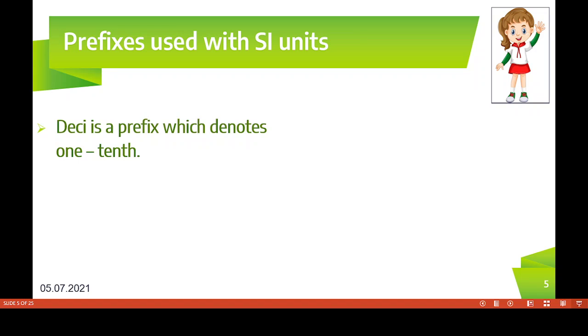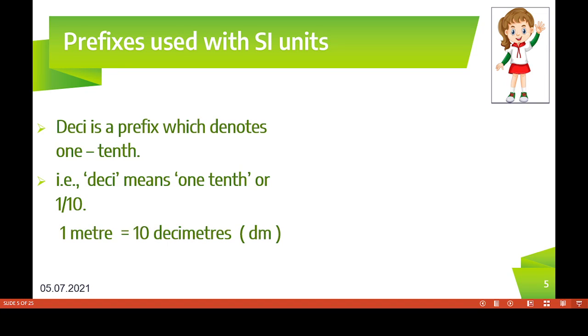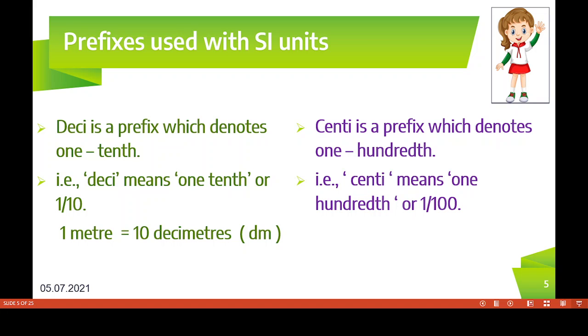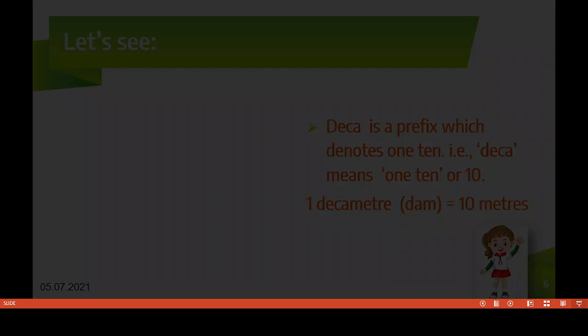Yes, now we have to see about decimeter. Deci is a prefix which denotes 1/10. Deci means 1/10 or 1 by 10. 1 meter is equal to 10 decimeters. And now we have to see about centimeter. Centi is a prefix which denotes 1/100th. 1 meter is equal to 100 centimeters.